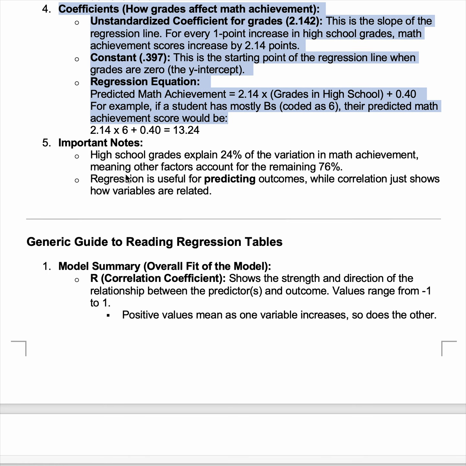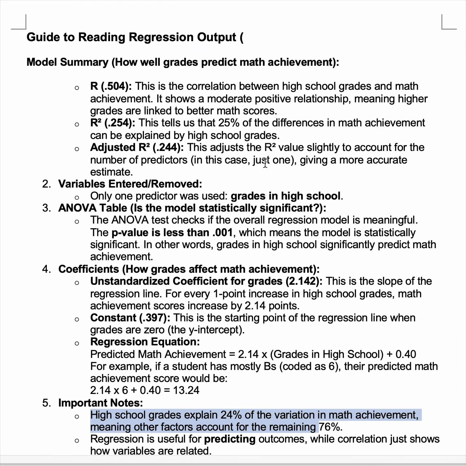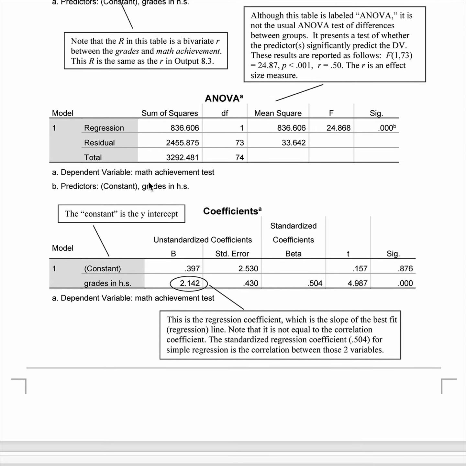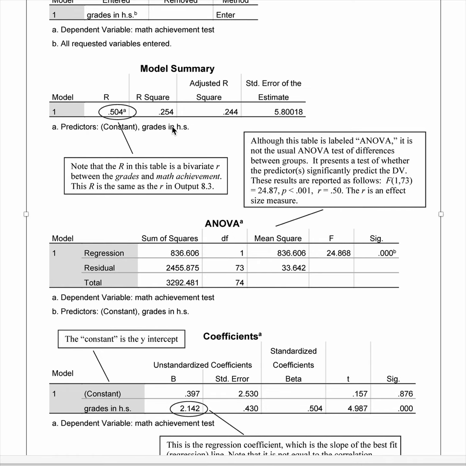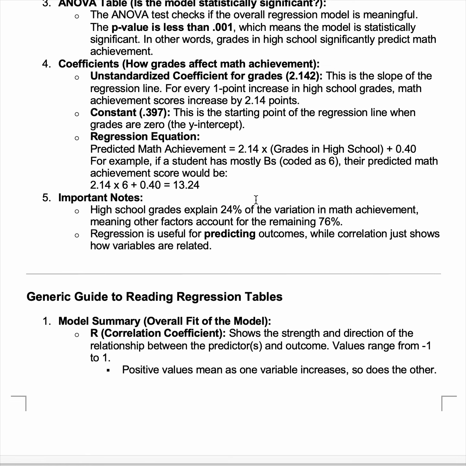A couple of important notes here is that high school grades would explain 24% of the variation, and that's coming from that R squared value. So either 24 if you want to use the adjusted one, or 25 if you want to use the R squared. I tend to always use the adjusted R squared because it's more precise. So 24% of the variation is accounted for.